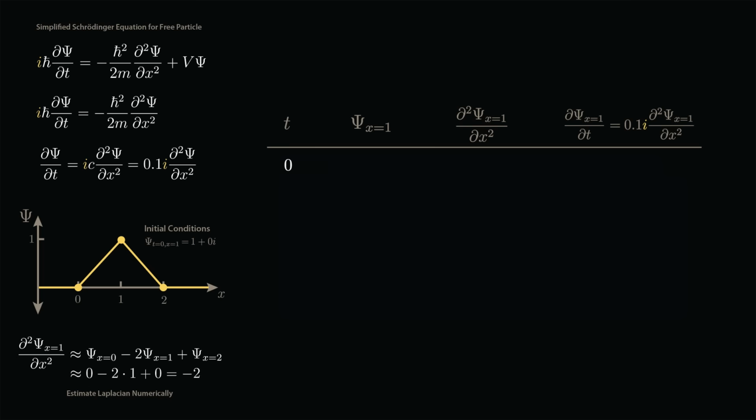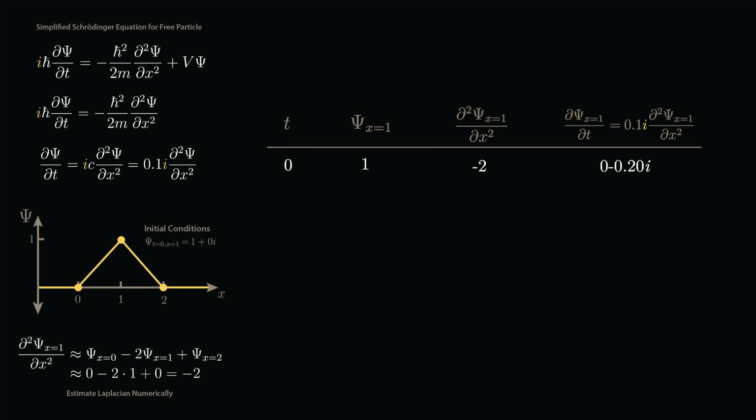At time t equals 0, we set our initial wave function value to 1, and we just estimated our second spatial derivative to be minus 2. From here, all that's left to do is to compute d psi dt, using Schrödinger's equation. Multiplying our estimate for the spatial derivative by 0.1 times I, we compute a complex number with 0 for the real part and minus 0.2 for the imaginary part. Now, Schrödinger's equation says that this value is equal to how much the wave function will change in time.